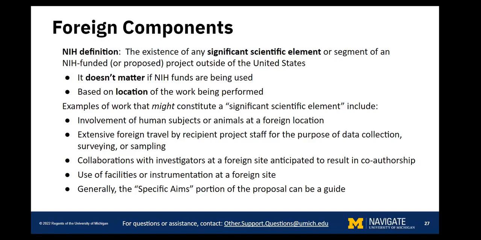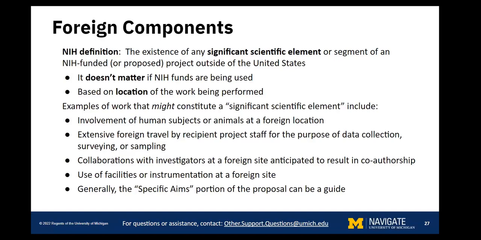So that, of course, all then begs the question, well, what is a significant scientific element of a project? And some examples that NIH has provided that might indicate that a significant scientific element is included are the involvement of human subjects or animal subjects at the foreign location, extensive foreign travel by recipient project staff for the purposes of data collection, surveying, or sampling, collaborations with investigators at a foreign site anticipated to result in a co-authorship, use of facilities or instrumentation at that foreign site.